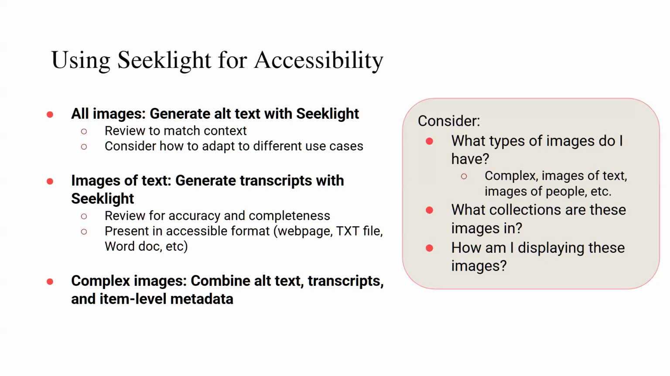For images of text, we definitely need those transcripts. We want to review them for accuracy and completeness primarily. And then we want to present them in an accessible format, whether that's on the web page itself or as an accessible file format. And for complex images, you'll need a combination of these. Of course, that item level metadata will be helpful for all of your items, right? It's really critical. But it's super critical for complex images where the extra description is needed to convey that equivalent meaning to someone.